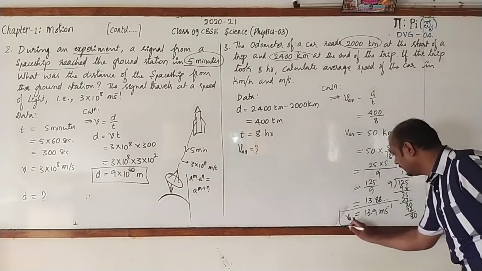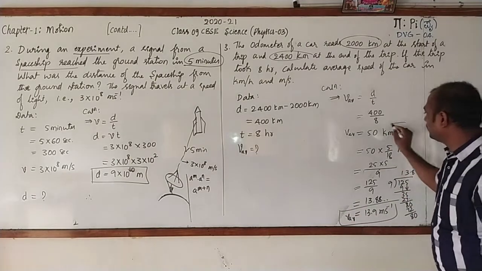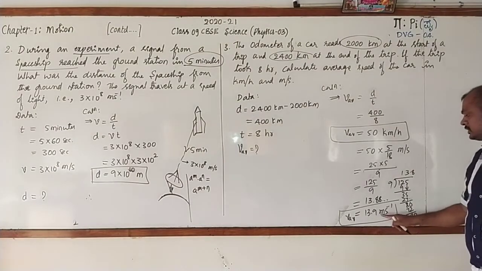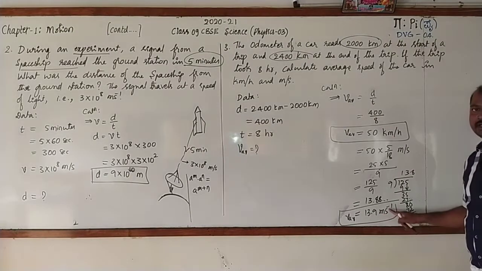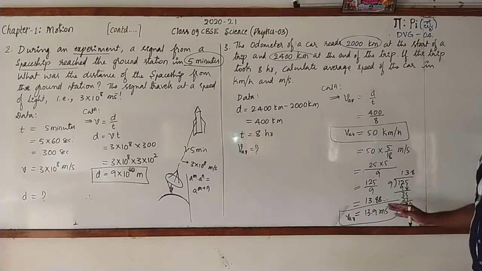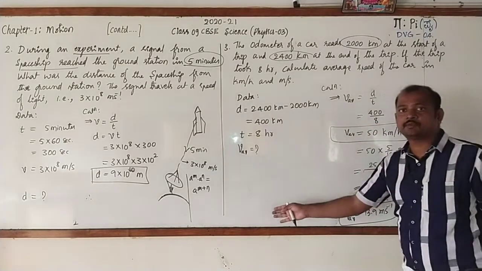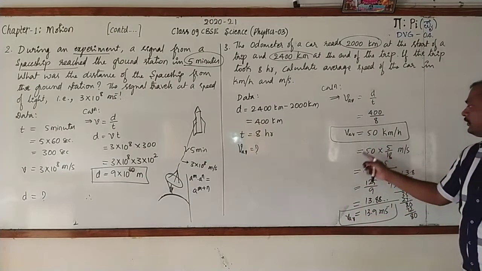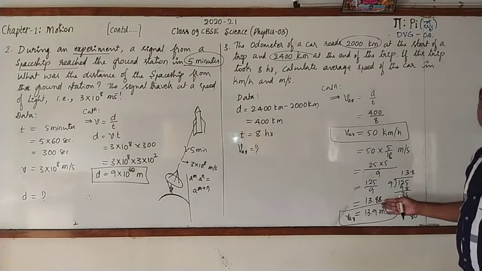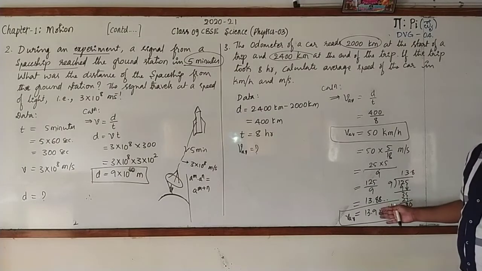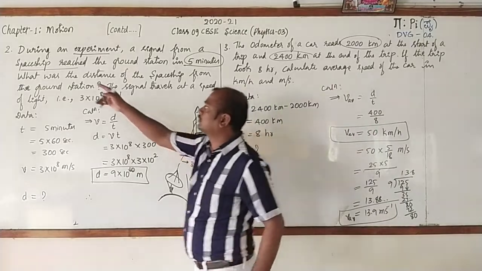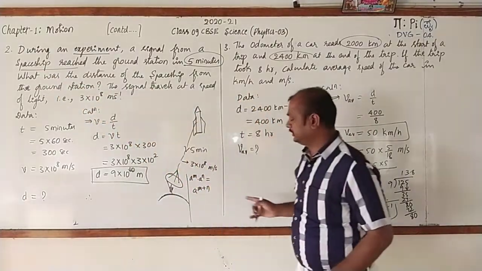I am going to highlight the average velocity in both: one in terms of kilometer per hour and another in terms of meter per second. Understood? At last we have to write the conclusion. Therefore, the average velocity of the car is 50 kilometer per hour or 13.9 meter per second. Clear? Now you have to pause the video and copy from there to here.